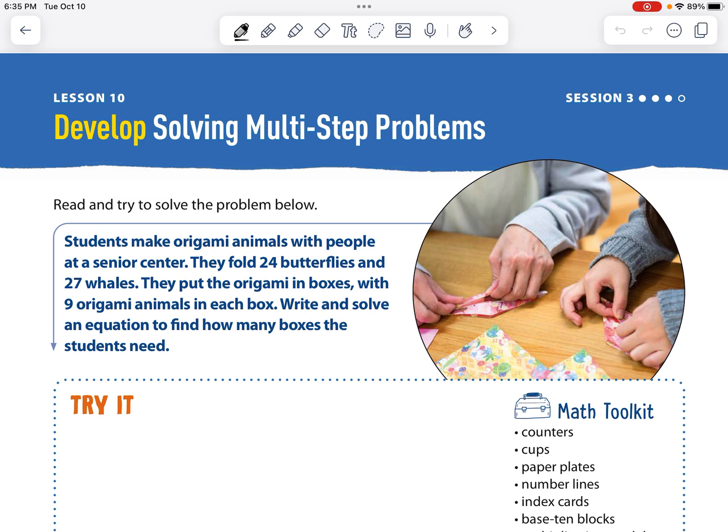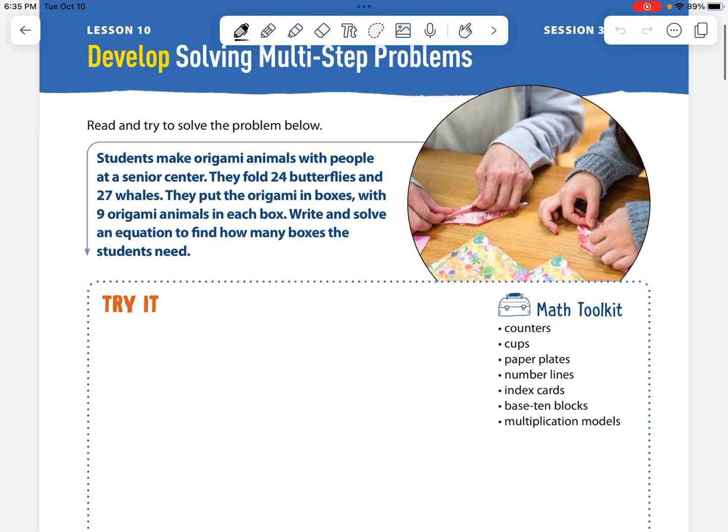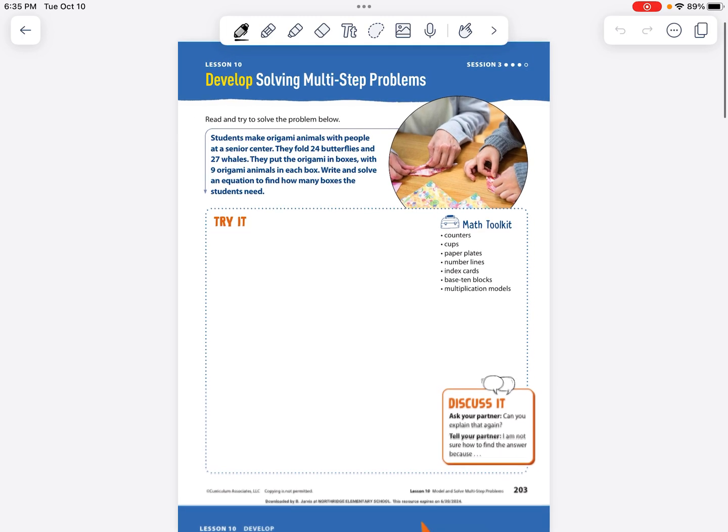So please make sure that you are following along in your book. I'm going to have the same pages up on my screen as you do in your book. Please feel free to pause this lesson and go at your pace. I will be checking these pages when I come back. And if these pages are not done, there is no Fun Friday for the people who do not get these pages done. So make sure these pages get done.